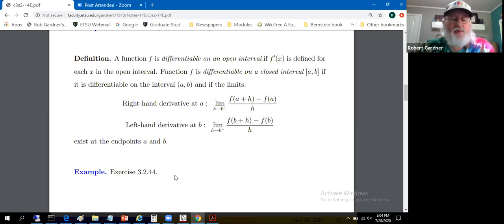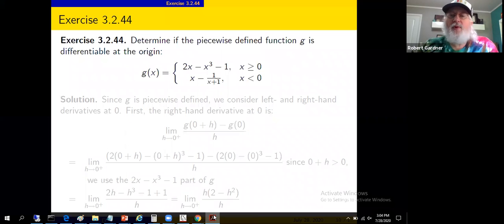We could also use one-sided limits to check for differentiability if we had a complicated function, and that's what happens in number 44. They've given us a piecewise defined function. And they say determine if the piecewise defined function g is differentiable at the origin. How many functions do you see here? One, its name is g, but it's defined in two pieces. When x is negative, it's this piece. When x is greater than or equal to 0, non-negative, it's this piece. Determine if g is a differentiable function.